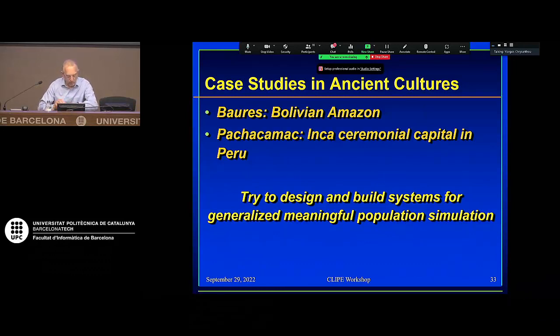So I'm going to give you 2 case studies. I think we have time, yeah. From South America. The reason for that is my collaborator was a South American archaeologist. But I'm going to first show you 2 quite different studies. One is Bauris, which is a culture that thrived in the Amazon, which has interesting environmental issues. And the other is an Inca ceremonial site called Pachacamac.